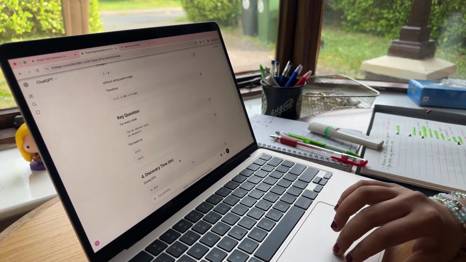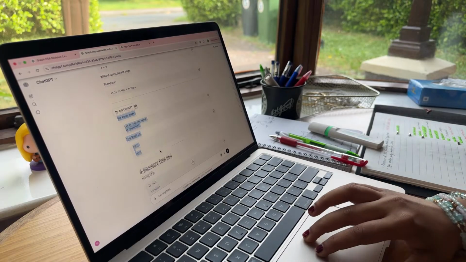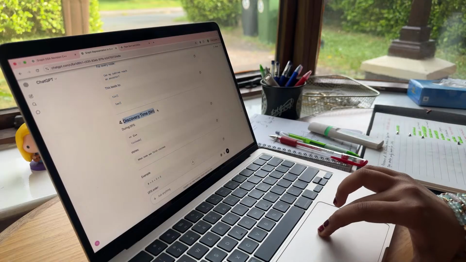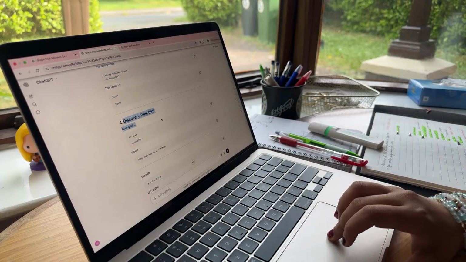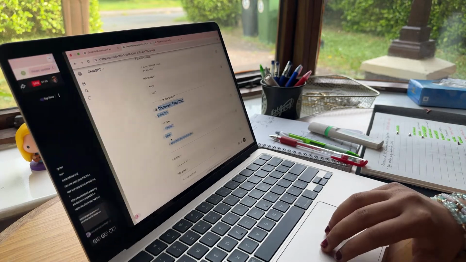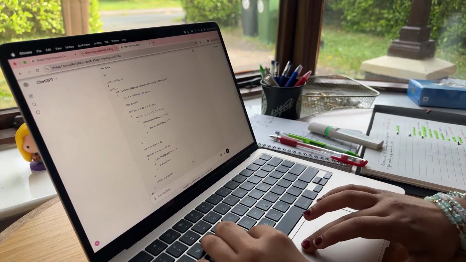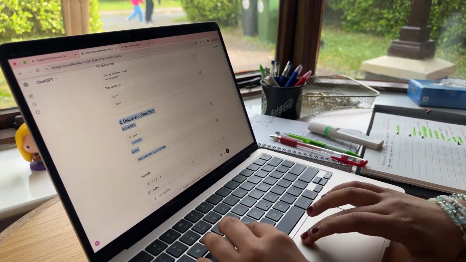Yep. So we have discovery time. Key question: for every node, can its subtree reach any ancestor? Yes. Discovery time, which is Tin. What is the full form of Tin? Time in, time out.